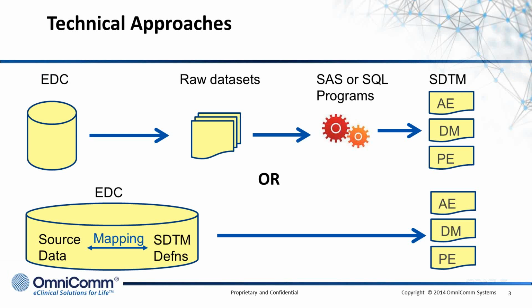So there's really 2 approaches to doing this. Obviously, the assumption is the data is initially collected in EDC. All EDC systems produce raw data sets, typically 1 data set per form, and then you could take those and write programs in SAS or SQL to produce these SDTM domains. Take the 313 standard, for an example, there are about 35 domains there, averaging close to 30 variables each. So you've got kind of 1,000 variables to populate. It's really quite a daunting programming task.